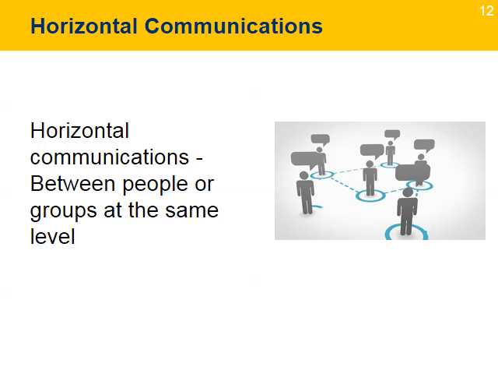Horizontal communication refers to communication between people at the same organizational level. An example of horizontal communication is when project team members discuss project topics with other projects and when team members communicate to coordinate their activities in the project. This type of communication is more informal and mostly verbal.